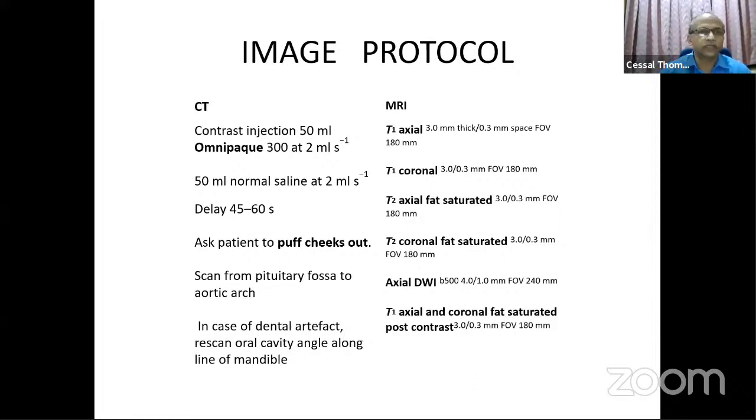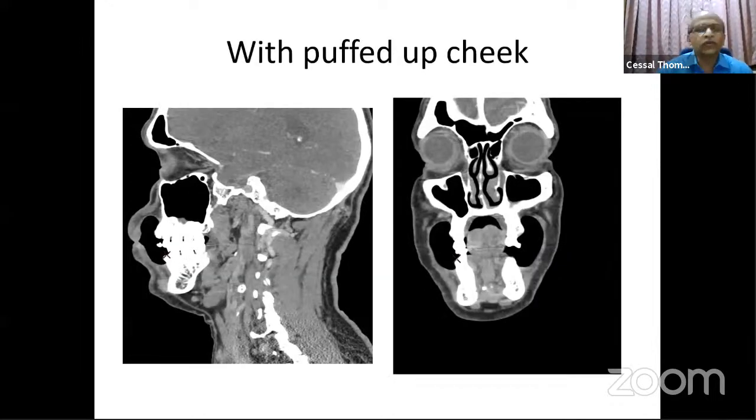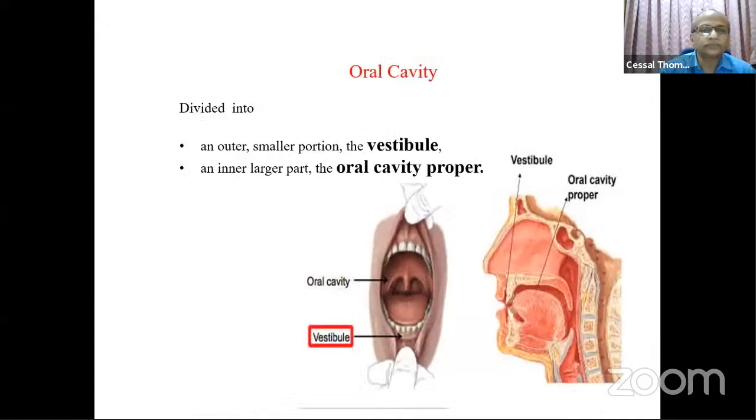And MRI, of course, T1, T2, and T1 contrast are the basic sequences. Sometimes diffusion weighted sequence also may help. All these sequences are done in axial and coronal planes. Here we can see the advantage of doing this maneuver, that is the puffed up cheek. You can see the vestibule is distended with air.